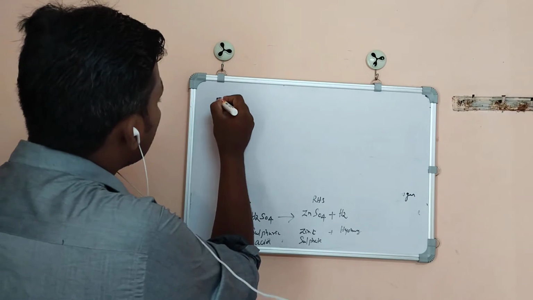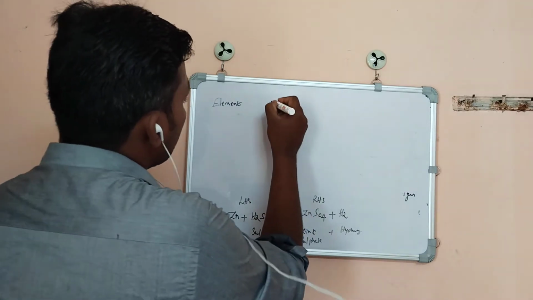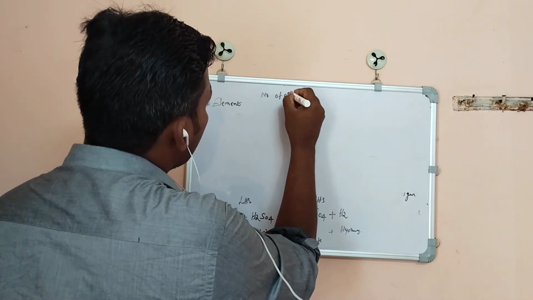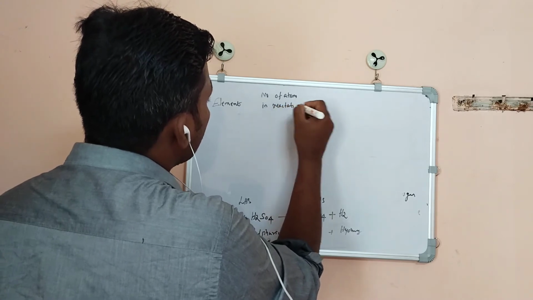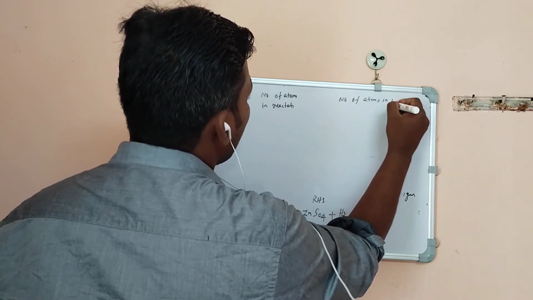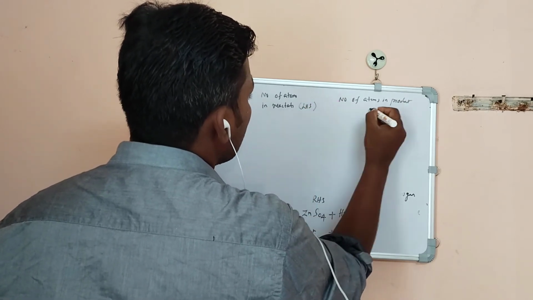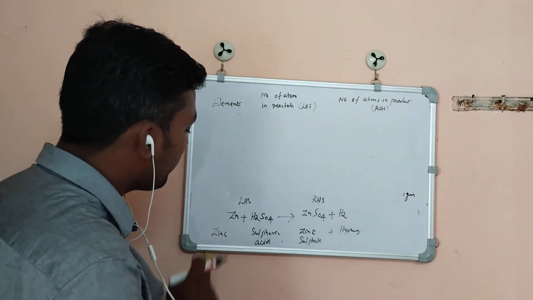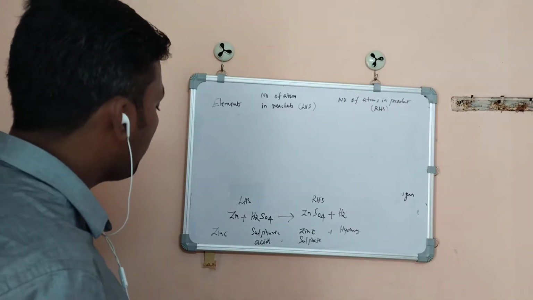Okay, now what elements are present here? Element, number of atoms in reactants, number of atoms in products. That means this is LHS, this is RHS. Okay, what elements are present in this reaction of zinc with sulfuric acid to give zinc sulfate? What are the elements present here?